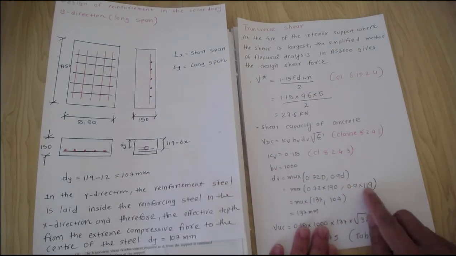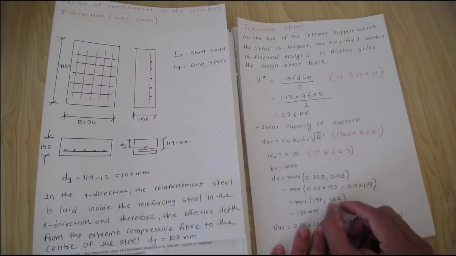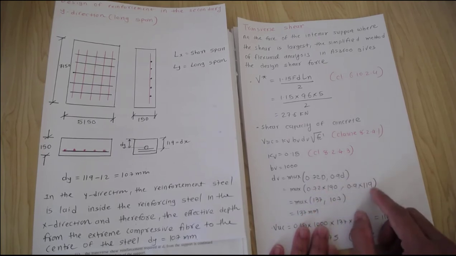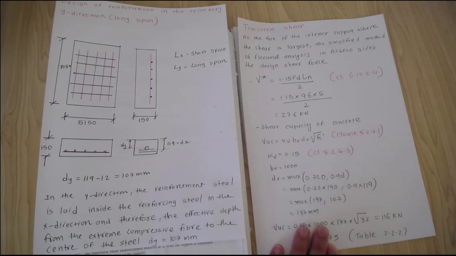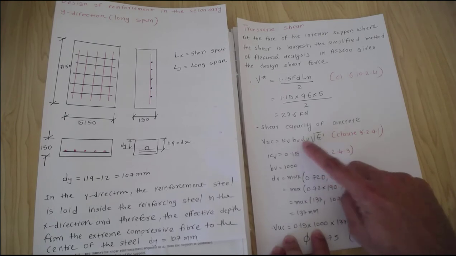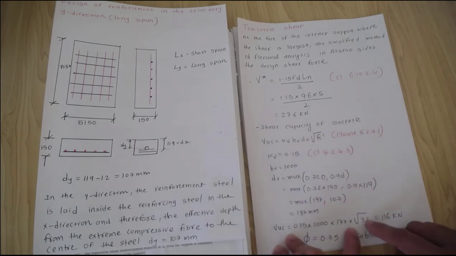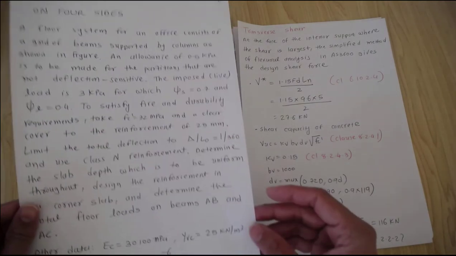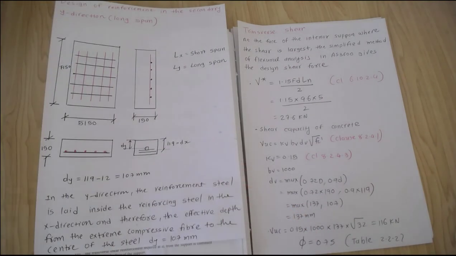For conservatism, we will take 119, because these parameters will not control the maximum dv; it will be controlled by this one. So regardless, for conservatism, we will use the maximum value here. Instead of 107, we can use 119. So here 0.9 times 119 gives me 107, and the maximum would be 137. If I substitute all the values, 0.15 here, 1000 here, 137 for dv, times square root 32. In the question, the concrete compressive strength is given as 32 megapascals. Substituting here, it gives me 116 kilonewtons.